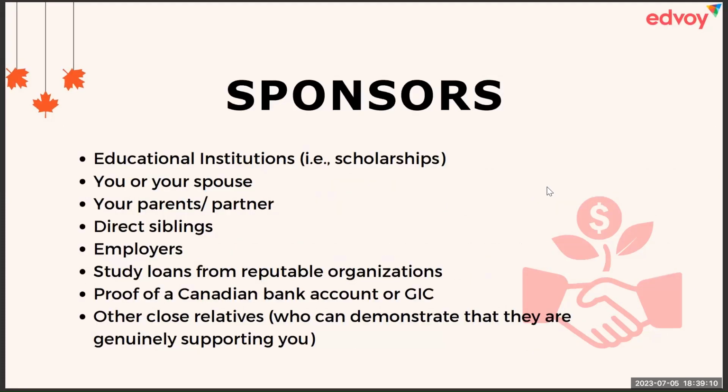Now, when it comes to sponsorship, you have various options. So, the acceptable sponsors, according to the IRCC, include you, your parents, your partner, siblings, any scholarship. It can be from an educational institution or a private organization also. A reputable education loan. It can also include a Canadian bank account or GIC letters from the participating institutions like CIBC and Scotiabank. Plus, your sponsor can also be a close relative of yours who genuinely wants to support you.